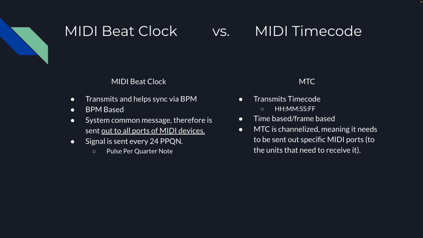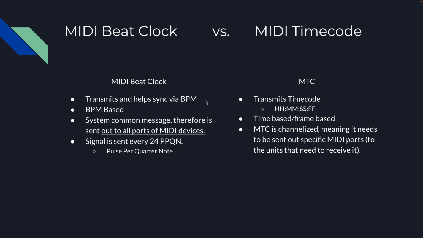Now, MIDI timecode, on the other hand, transmits timecode: hours, minutes, seconds, frames. It's time-based, frame-based. So while you can technically use MIDI timecode to sync BPM, it's much more common to use the MIDI beat clock for this. MTC is channelized though, meaning that it needs to be sent out specific MIDI ports. So you have to say, okay, I want MIDI timecode to go out this channel and this channel. So it's a little bit more specific.